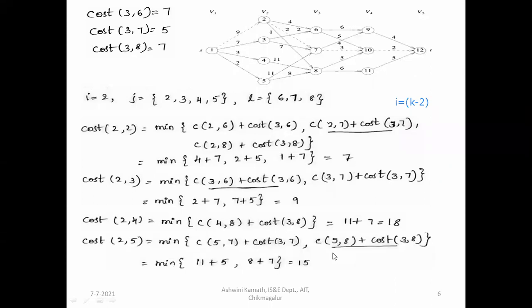Then cost of 2, 5: from vertex 5 we have two edges connected to the next stage, one to 7 and another to 8, with 11 and 8 as the costs. So the minimum of 5, 7 plus cost of 3, 7 and 5, 8 plus cost of 3, 8, which is the minimum of 11 plus 5 and 8 plus 7, equal to 15. So 5 to 8 has the minimum value, and that is considered here.